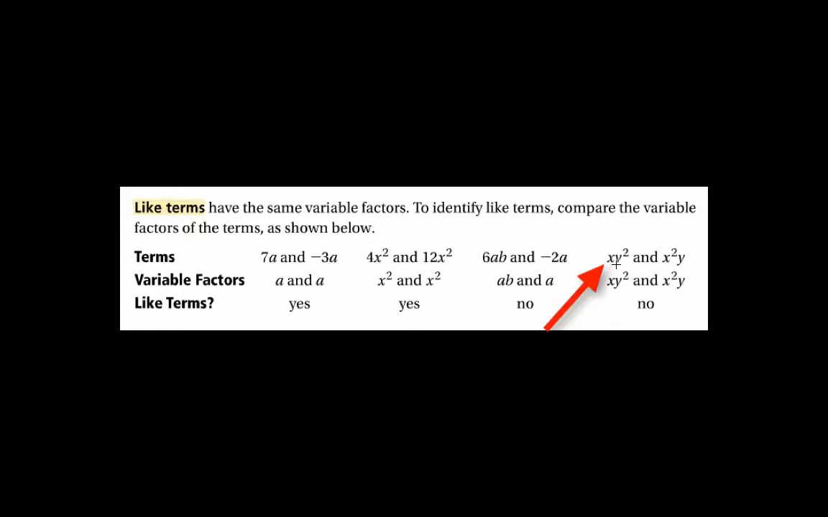Two terms, xy squared and x squared y. Well, the variable factors in the first term are x y squared, second term x squared y. So if you look, both have an x and a y in them. But the first term has y squared. The second term has x squared, so they are not like terms.